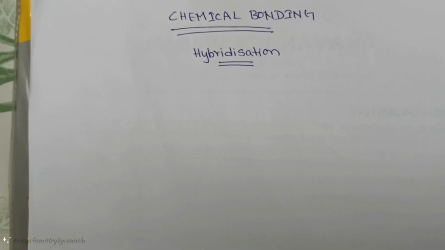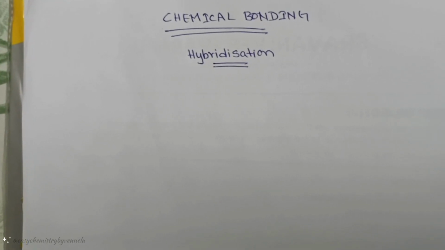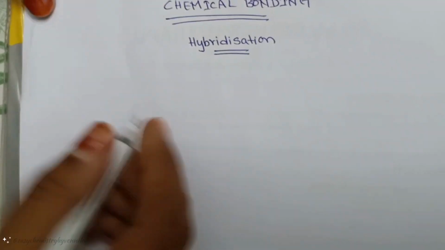In this session, I am going to explain about hybridization, geometry, shape, bond pair and lone pair. So let's start now.